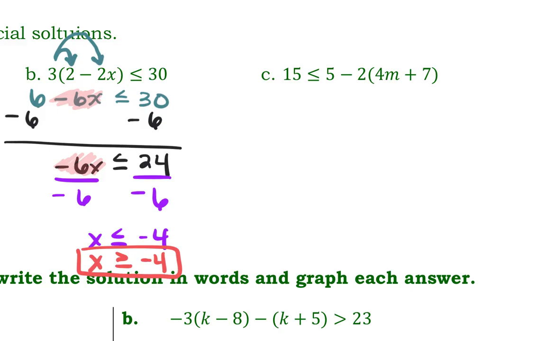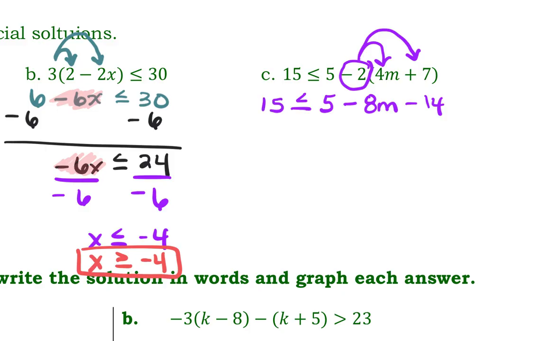All right, looking at the next one. We have that parentheses again. So before you do anything, do the multiplication first. You're going to do -2 times 4. What's -2 times 4? -8. What's -2 times 7? -14, good. And then everything else comes down. Bring down the 5, bring down the inequality, bring down the 15.